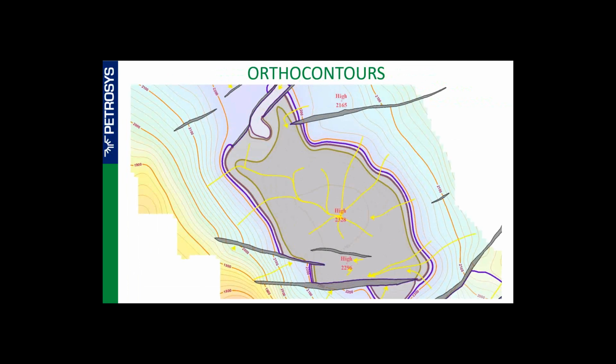Okay. We also have orthocontours. These are lines that follow the maximum gradient of your structure, and we can use these to model migration pathways. They do not take into account attributes such as pressure or those changes related to stratigraphy. As the name suggests, they cross your structural contours at 90-degree angles, which you can see here in this little picture.